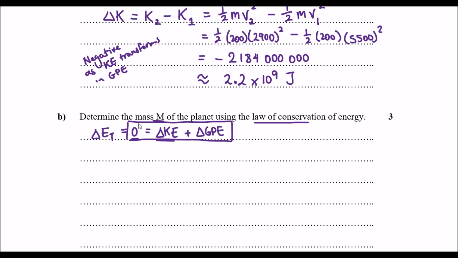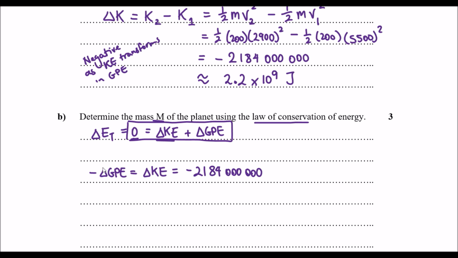Let's move the value for gravitational potential over. So the negative sign of the change in gravitational potential is equal to the change in kinetic energy. And I know that that change in kinetic energy is the value that we found before.